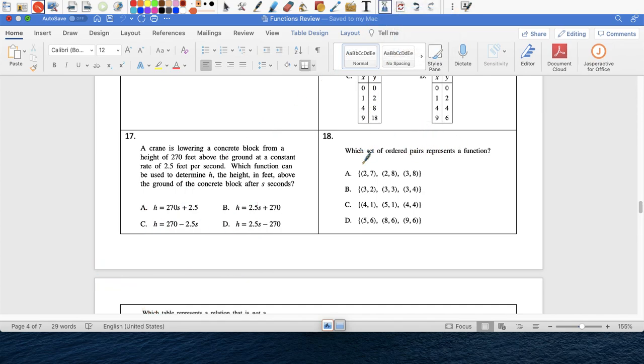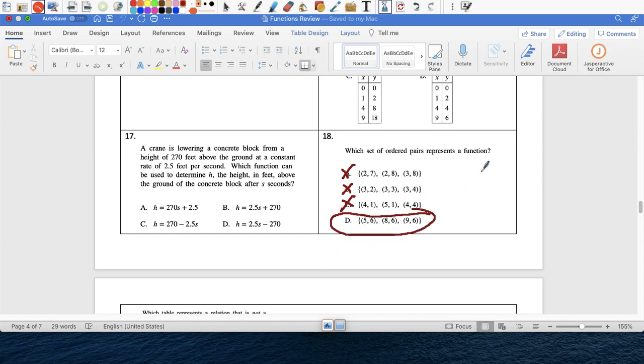Which one represents a function? Well, 2 gets 7. Already letter A is out, because when you input 2, you get 7 and 8, so that's not allowed. B, also out. The input of 3 has outputs of 2, 3, and 4, completely out. C, when you put a 4, you get a 1, that's okay. 5, you get a 1, but then with 4, you also get a 4. So the input 4 has 2 outputs, 1 and 4, so that's gone. So just by elimination, it's that one, and you can always double check.